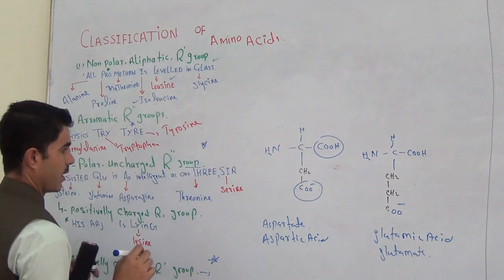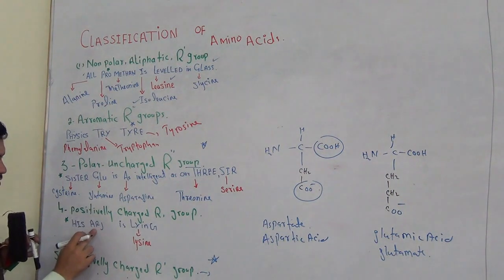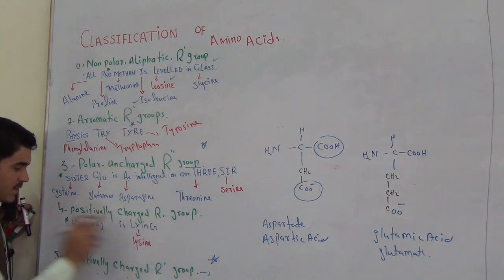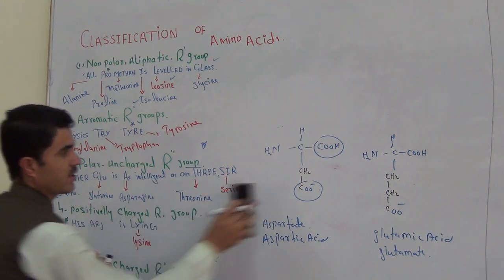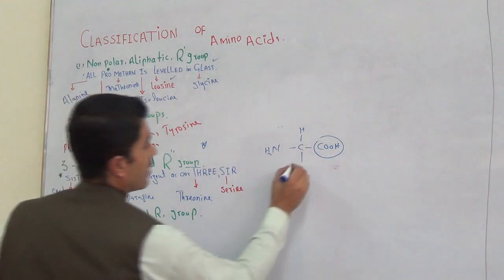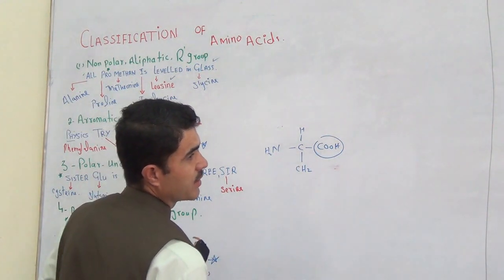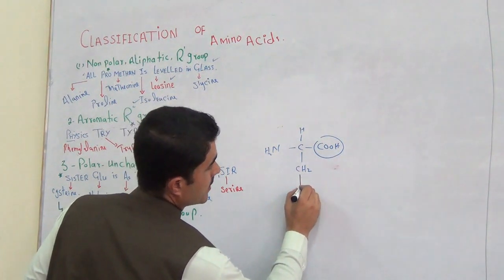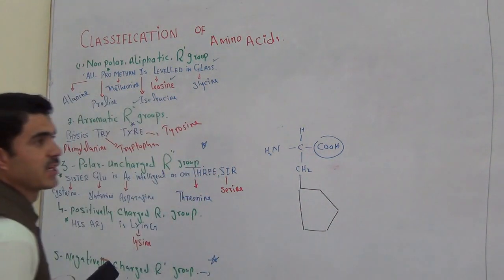And we will come to the fourth one, positively charged R group: histidine, arginine and lysine. What I have mentioned here is histidine, arginine and lysine. So the histidine structure will be shown to you first. In histidine we have a CH2, and with that CH2 we will attach an imidazole ring like this. Okay, this is called the imidazole ring.